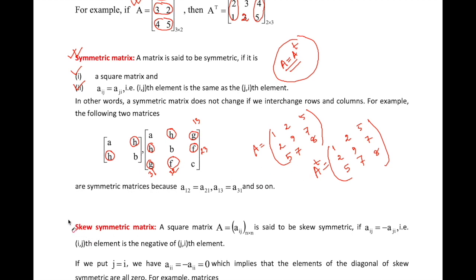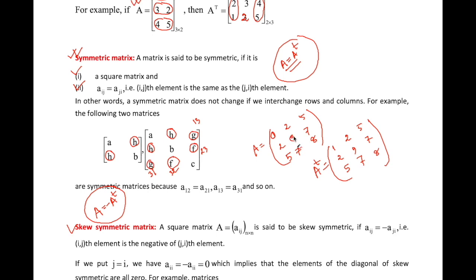And the next one is skew symmetric. A square matrix is said to be skew symmetric when A equals negative A transpose. When A equals negative A transpose, then A is said to be skew symmetric. So what should I change here? In that case, to make A and negative A transpose equal, all diagonal entries should be 0.